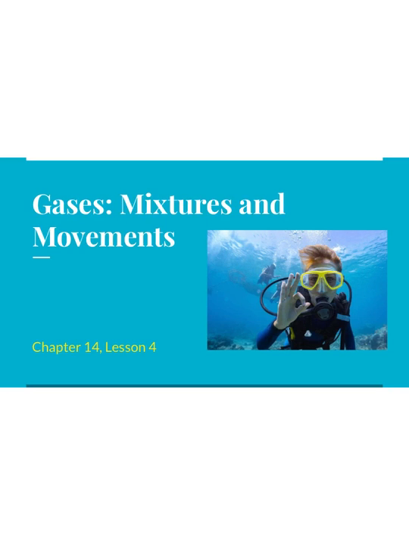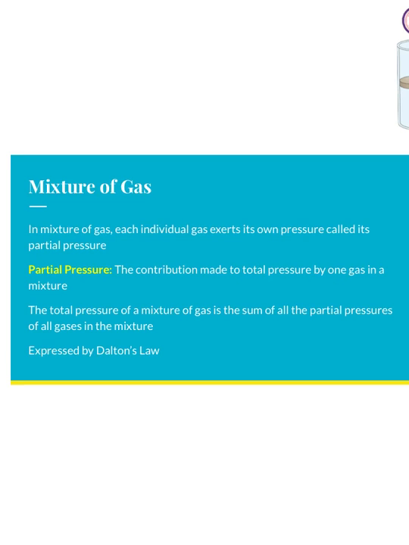So, chapter 14, lesson 4, we're talking about gases, mixtures, and movements. So we're still talking about gases. Okay, so mixture of gas. In a mixture of gas, each individual gas exerts its own pressure, called its partial pressure. So the partial pressure is the contribution made to total pressure by one gas in a mixture, and the total pressure of a mixture of gas is going to be the sum of all these partial pressures of all gases in the mixture. This is expressed by Dalton's law.